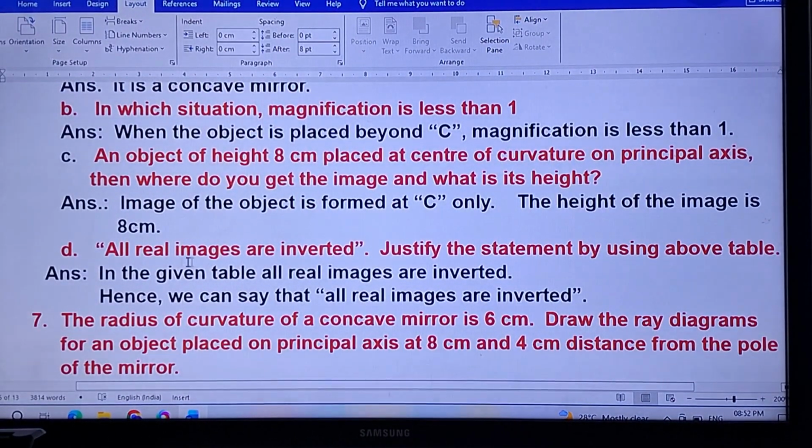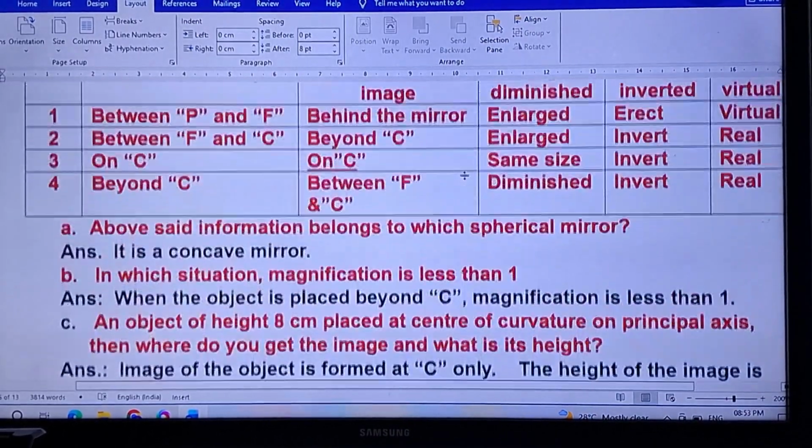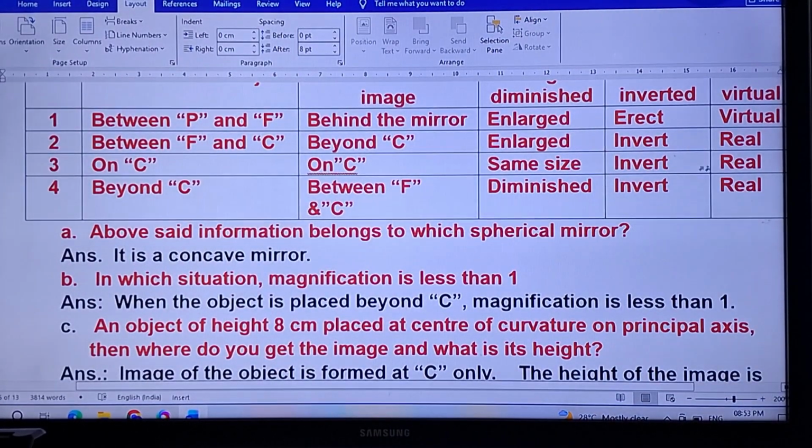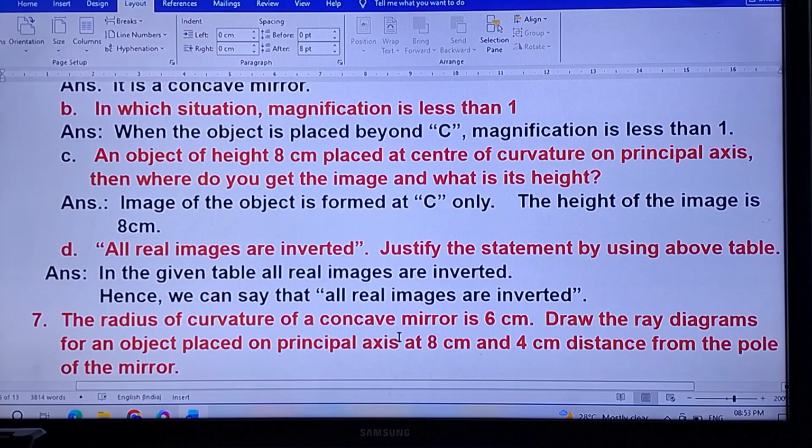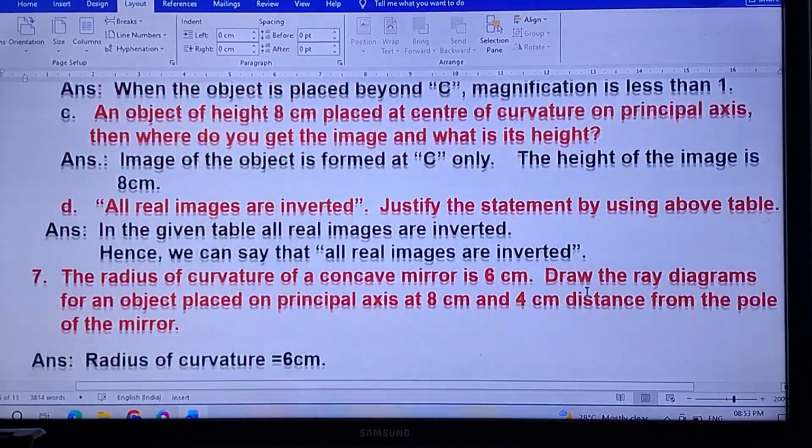Next bit: all real images are inverted. Justify the statement by using the above table. In the given table, here you see: real, real, real; inverted, inverted, inverted. All real images are inverted. So we can say that all real images are inverted. This is the answer for it, children.